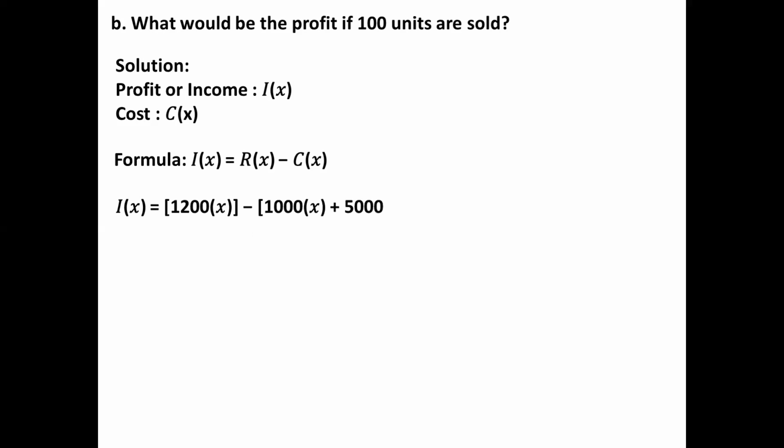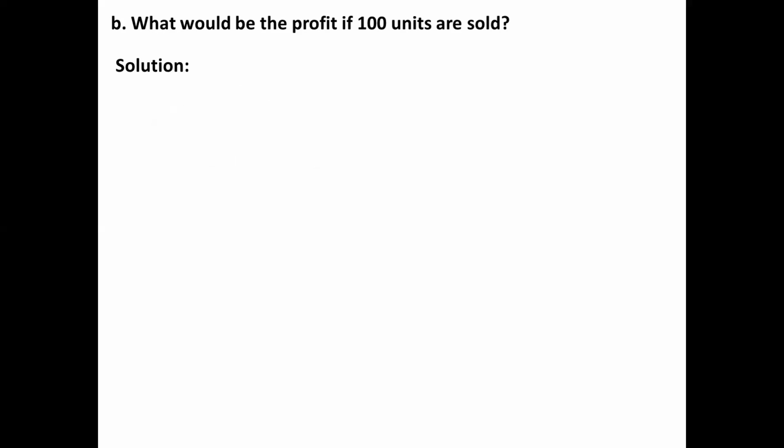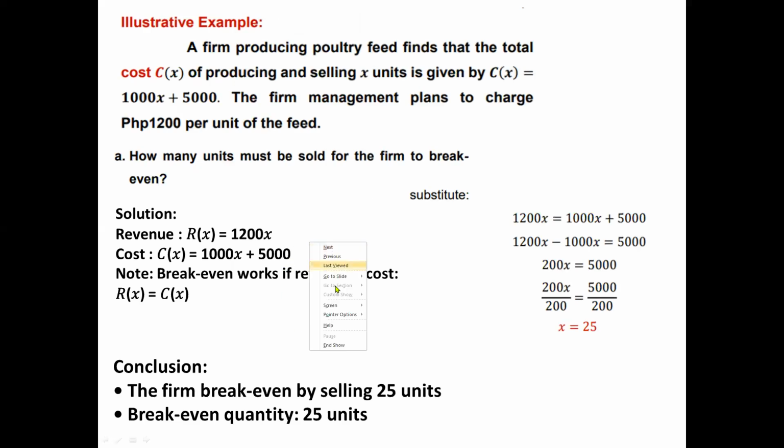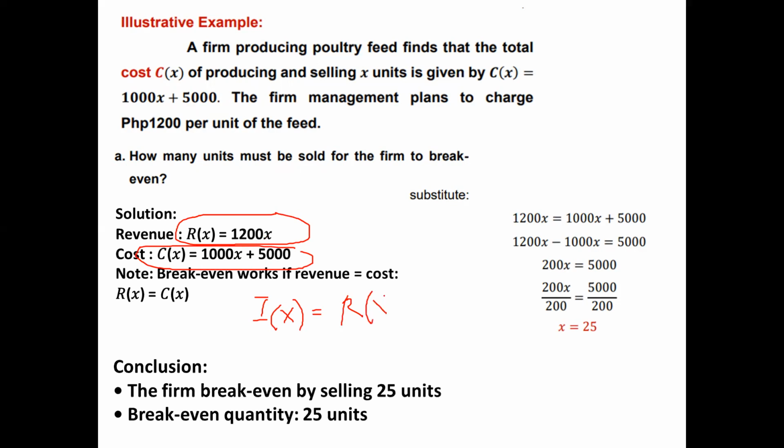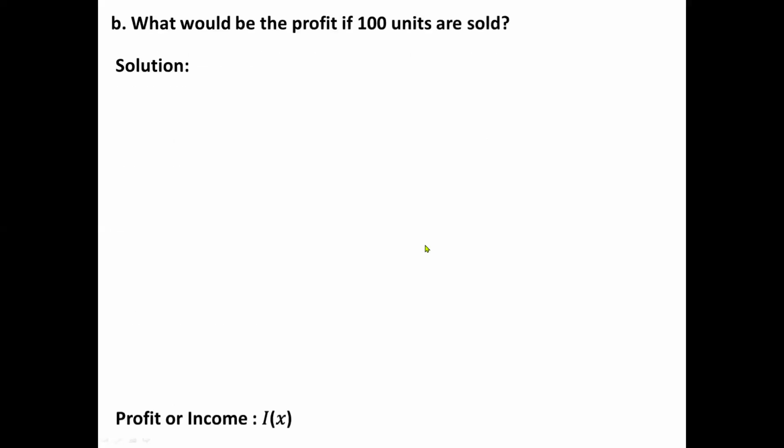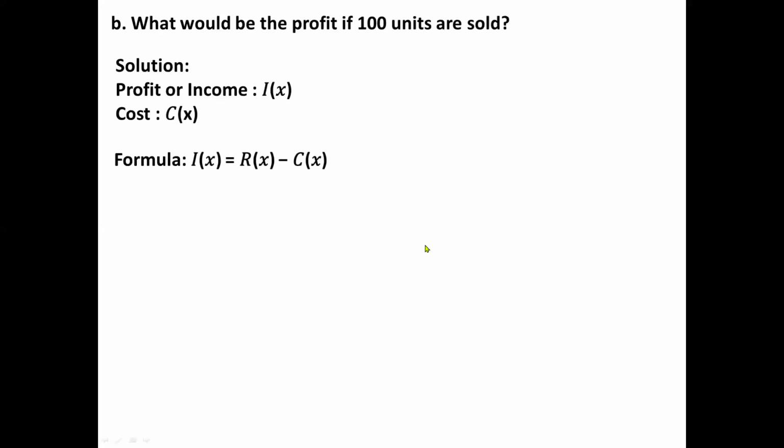So, we just substitute. Isn't our R of x 1,200x? Going back earlier, this is our equation for R of x. This is also the one for our I of x, I just replaced the C of x. Our I of x is actually R of x minus C of x. Yan, in our second slide. So that is the formula we will use.